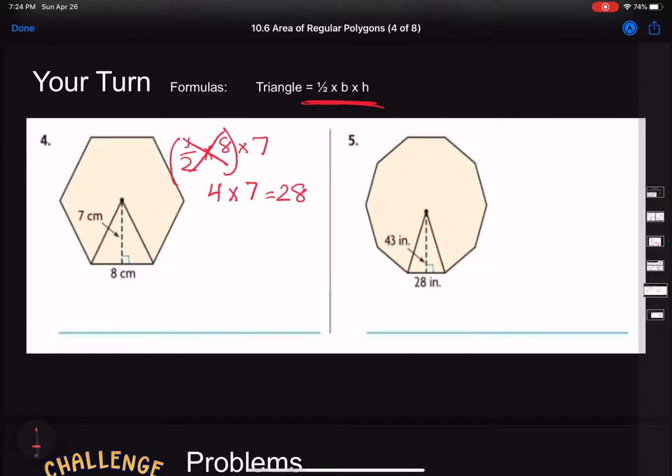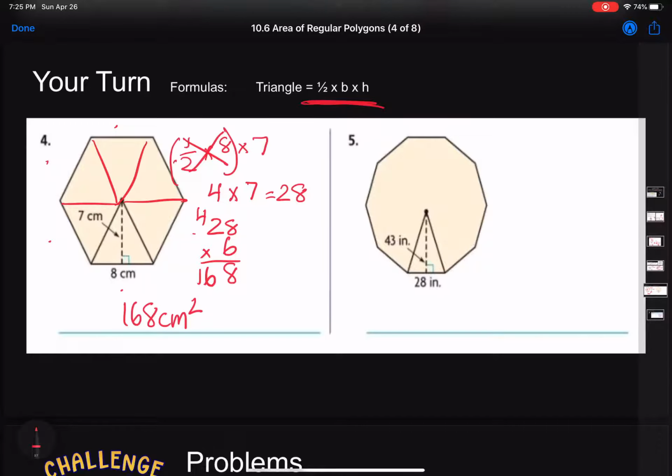And so now, go and look, how many sides do you have? 1, 2, 3, 4, 5, 6. You have a hexagon here. You have 6 sides, you have 6 triangles. So then you have to take 28 times 6. And you're going to get, so you get 6 times 8, 48, carry the 4, 6 times 2 is 12, plus 4, you should get 168. So that 168 centimeters squared for the whole thing. 28 for just one, but they're all 28.